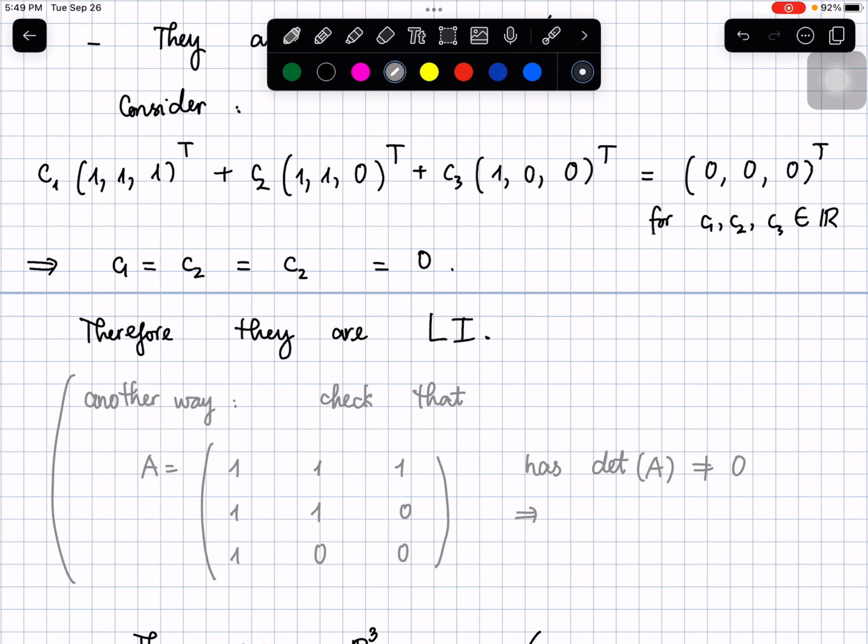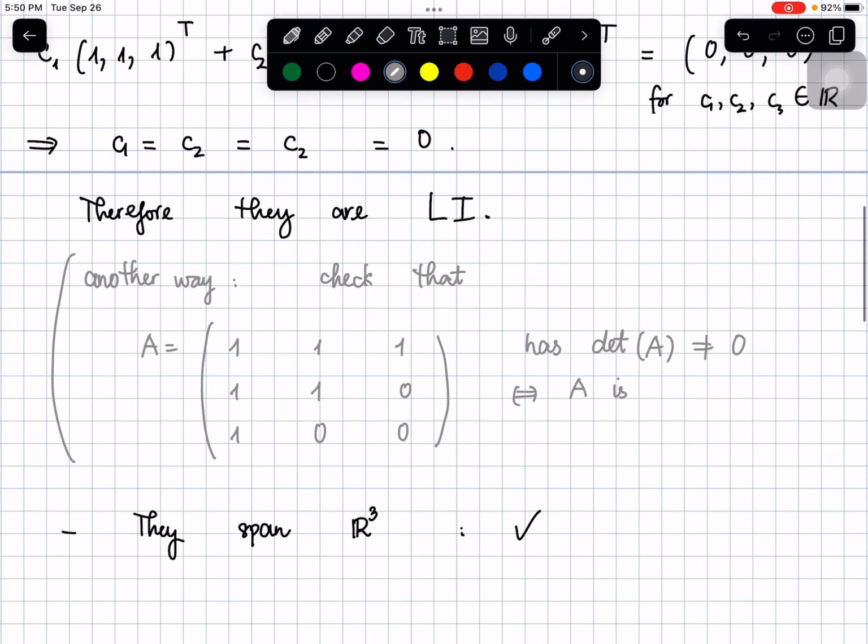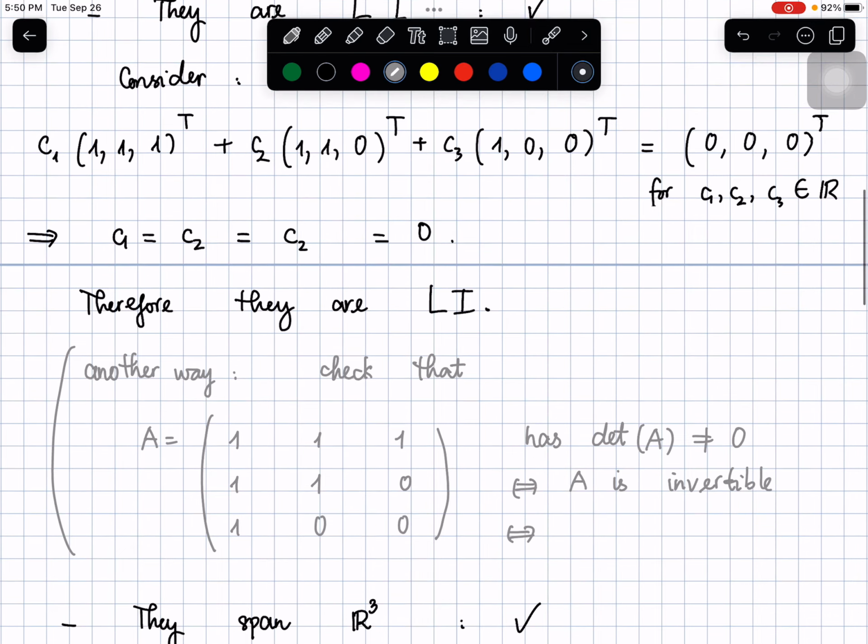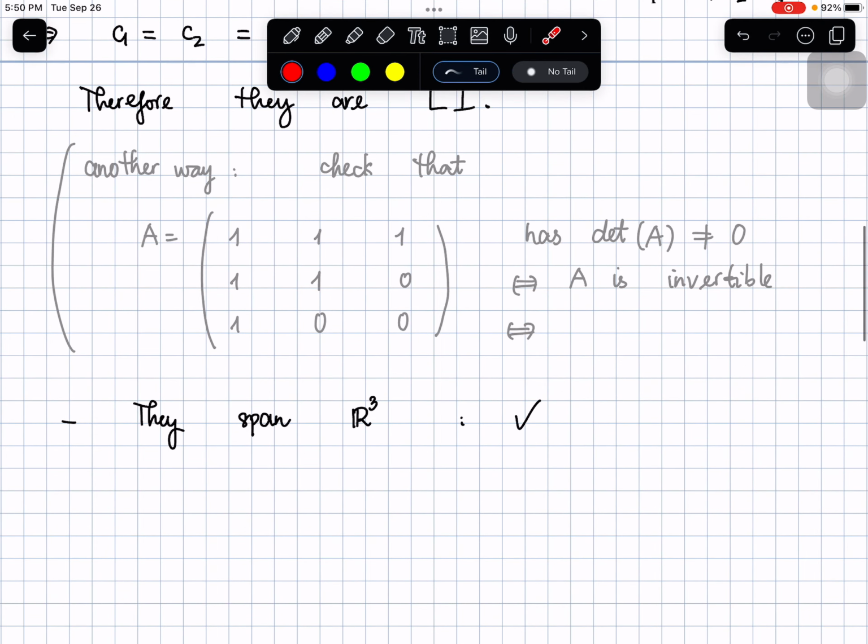And this implies that A is non-singular or invertible, which is equivalent to this system having only the trivial solution. This implies that the 3 vectors are linearly independent. Okay, so this is the first step, checking the vectors are linearly independent.